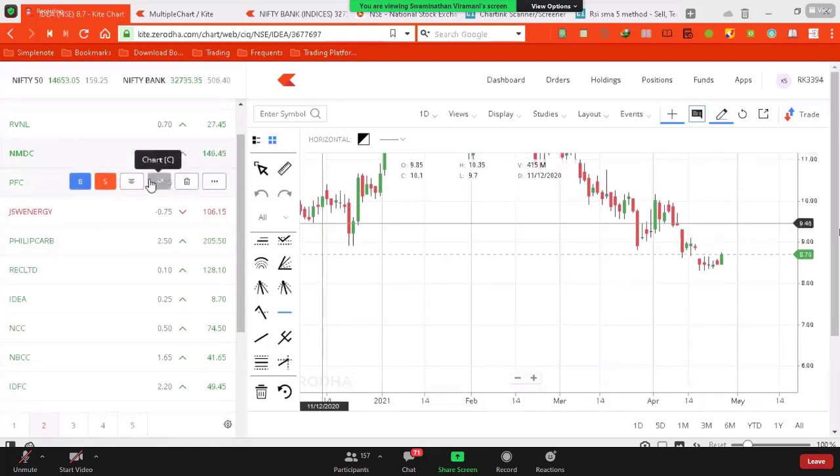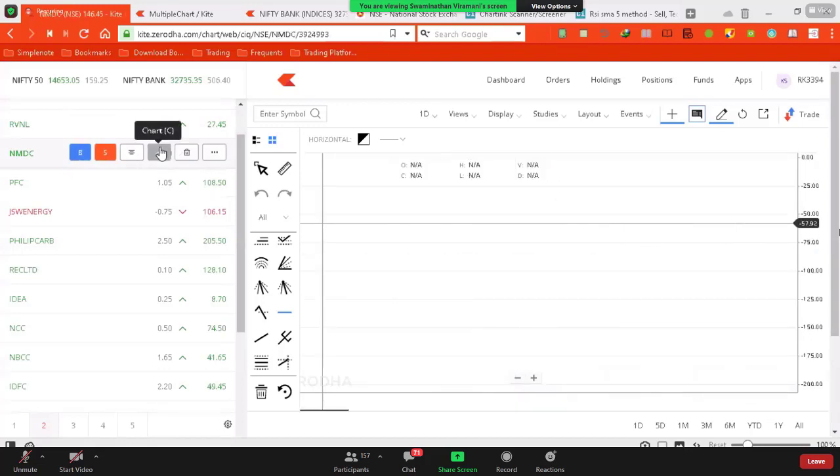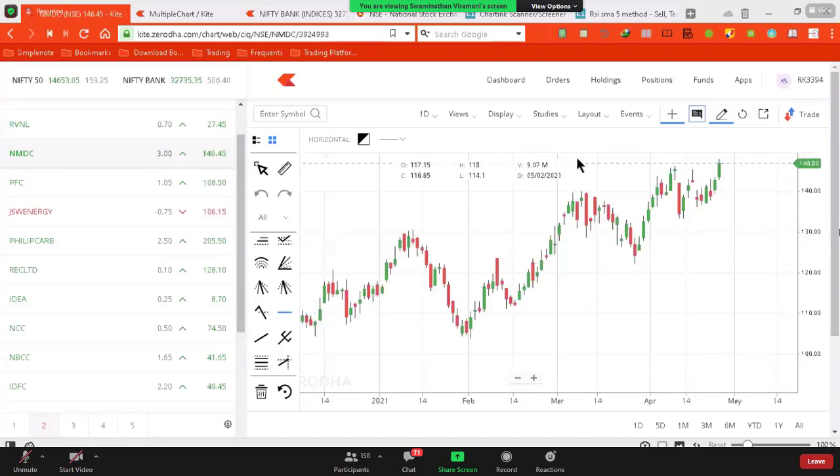Look at Power Finance Corporation, NMDC, everything. You see this day's candle, it has had a move of 5 rupees for a 150 rupee stock, which is a 3% movement. Why would you not want to trade this? Are you able to get my point here? Yes, sir.